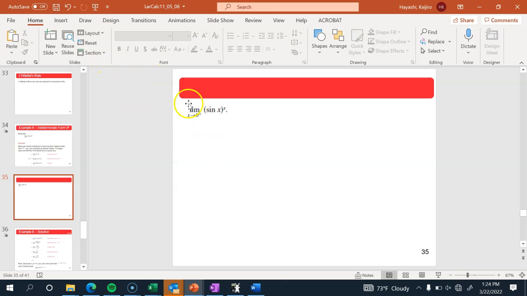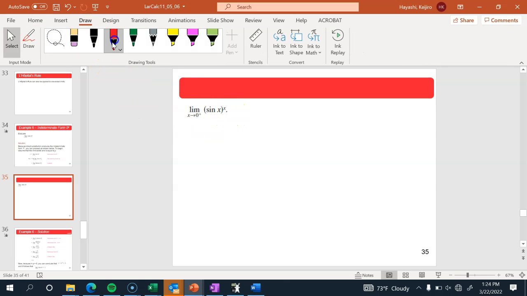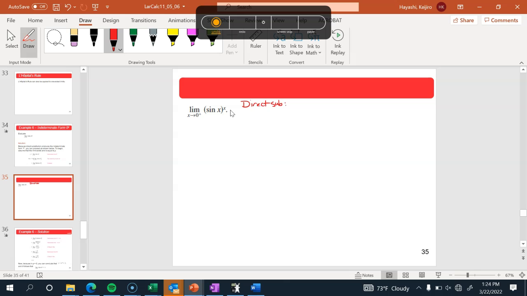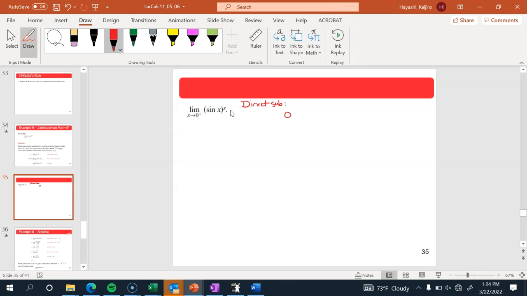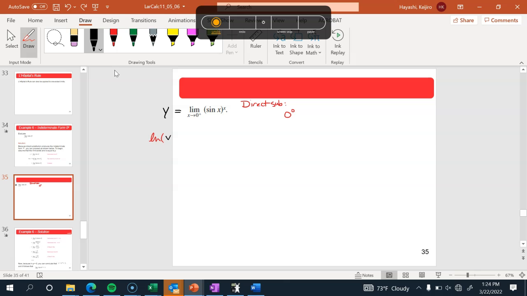So again, we have this variable power business, where if you directly substitute, sine of 0 is 0, so you'll get 0 to the power of 0, which is an indeterminate form, but not the one you want. So we'll call this y, and we'll take the natural log of both sides, just to be able to get that power down from the exponent.